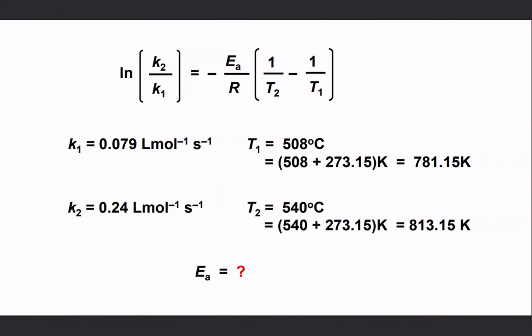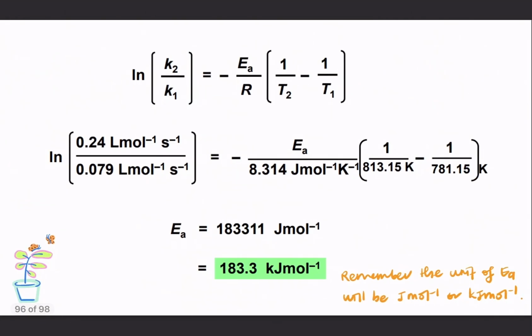So basically like here, as I said, you have to change to Kelvin, and then you want to find EA. So you just plug in your values. Make sure you are using the right gas constant value, and then you can find your activation energy. Remember the unit of activation energy will be joule per mole or kilojoule per mole. It has to have this per mole.